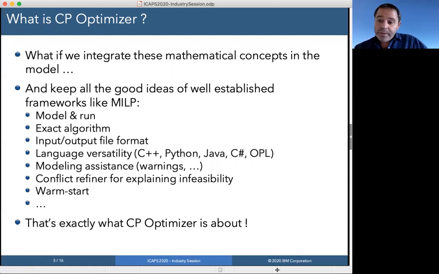Also some tools to help developing models, like warnings or explanations for infeasibilities of the model. Other tools, like the possibility to inject an existing solution as a starting point to the search, for instance.